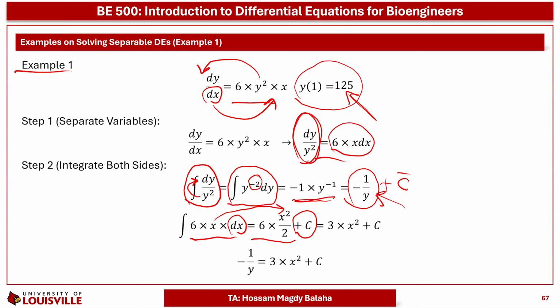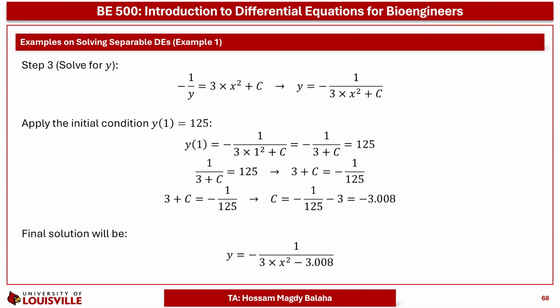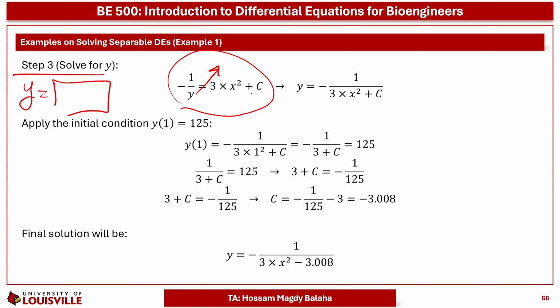Now combine both of them together, move this to the left side, move the result to the right side. Now this is the equation. Next, we need to solve for y. So we need an equation that looks like y equals something. Simply move y here and move this expression there. So it will be y equals -1 divided by 3x squared plus c. Now, this is an equation of y.